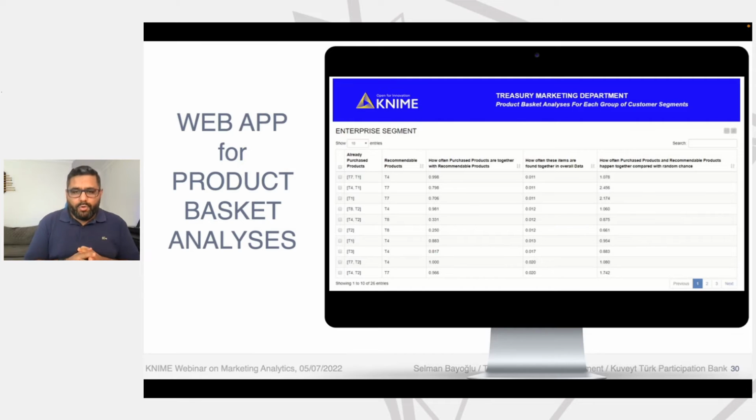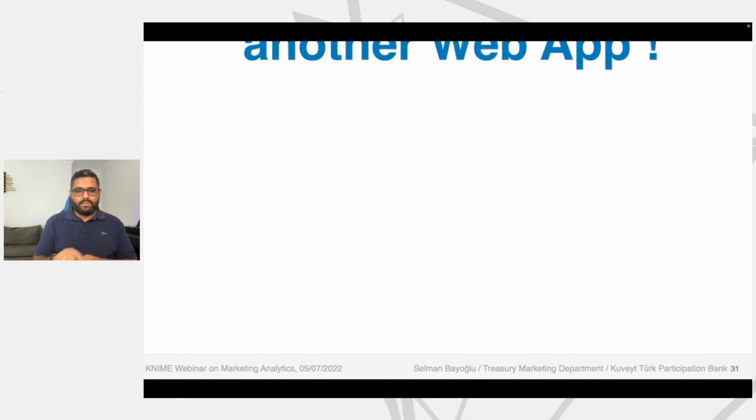They almost 100% purchase the T4 product as well. The other columns also give information for those who are going to use this data, and this data is transferable via API and also REST API to our core banking system. That was just one example.